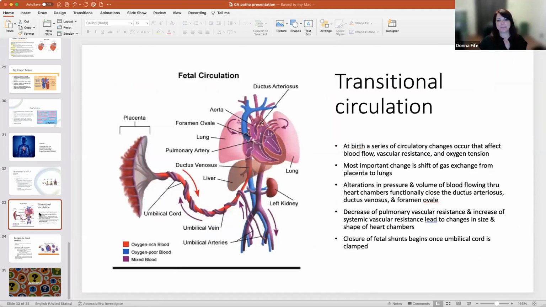Transitional circulation. At birth, a series of circulatory changes occur that affect blood flow, vascular resistance, and oxygen tension. The most important change is the shift of gas exchange from the placenta to the lungs. Alterations in pressure and volume of blood flow through the heart chambers functionally close the ductus arteriosus, ductus venosus, and the foramen ovale. Decrease in pulmonary vascular resistance and increase in systemic vascular resistance lead to changes in size and shape of the heart chambers. Closure of fetal shunts begins once the umbilical cord is clamped when the baby is born.